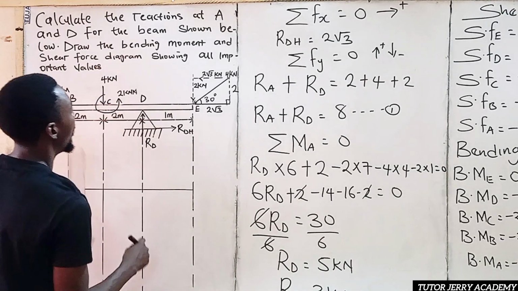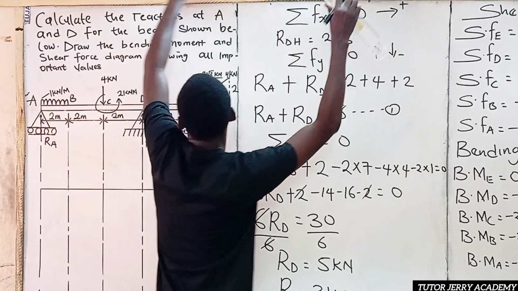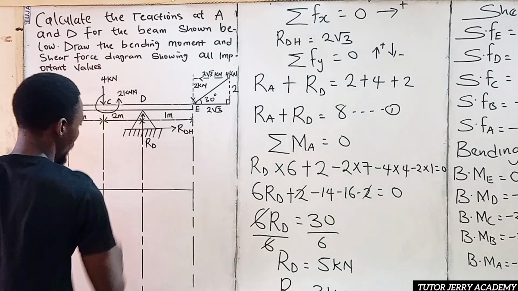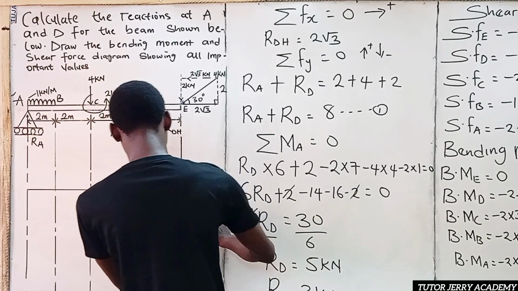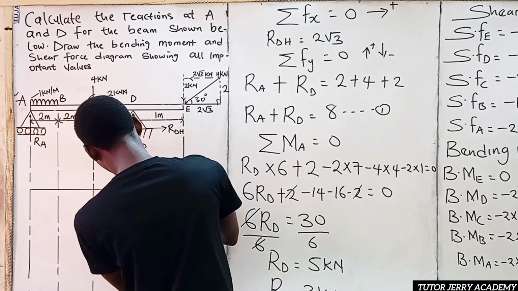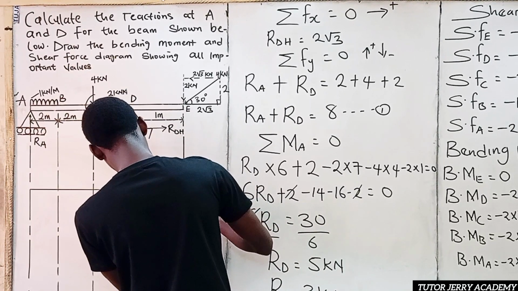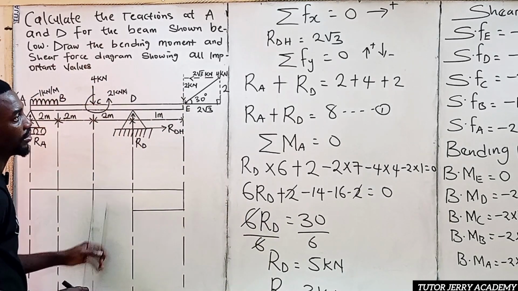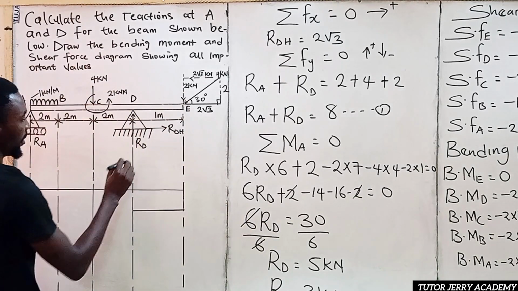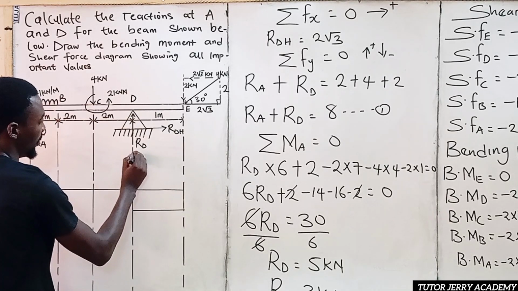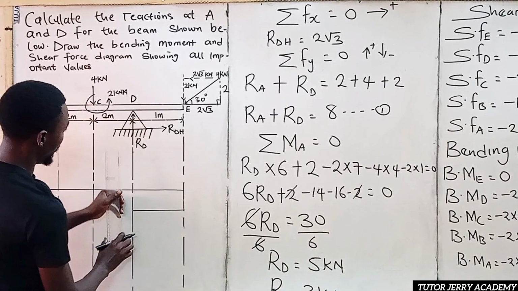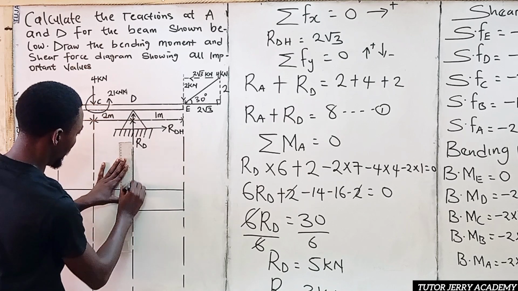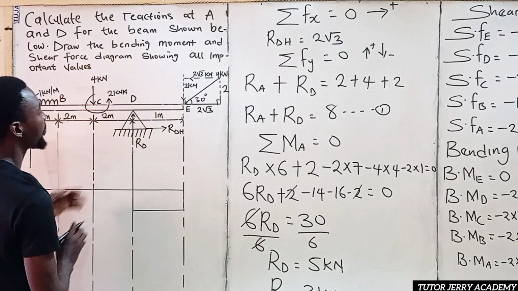And between point E and D, we don't have any load. So we are going to be using a constant line here. All right. And the shear force at point D is what? 3. So we can call this point our 3. So we're going to join this point down to this point.